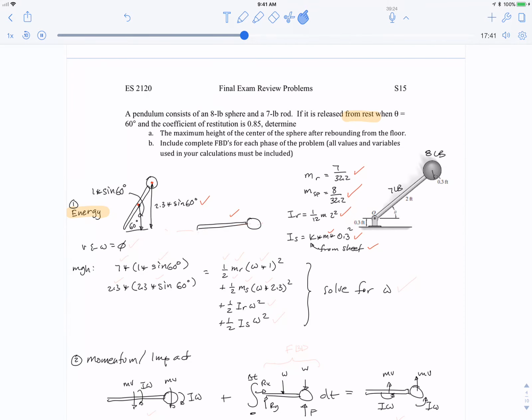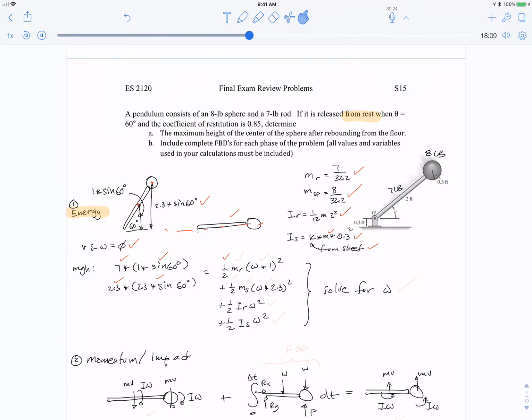So before, there's no velocity, so all the kinetic energy is 0. This is released from rest, typically. And then the mgh is the weight times its elevation above the datum. And I went through the geometry of how to get those heights. Afterwards, there is no mgh because it's right on the datum, and it just has kinetic energy.